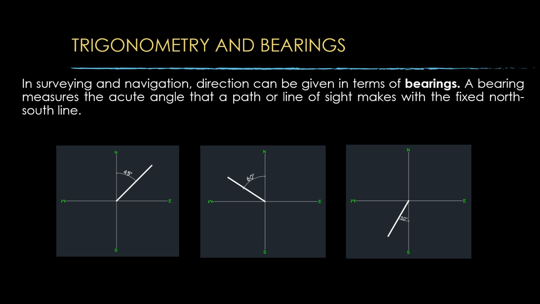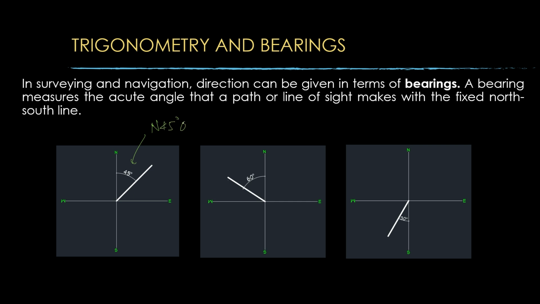The next topic for our applications is trigonometry and your bearings. So this is quite useful in engineering and surveying and navigation. The use of bearings. Okay, so a bearing is the measure of the acute angle that a path or line of sight makes with the fixed north or south line. So for example, if you have this direction, so we have north, south, east, and west. So your reading for this angle is 45 degrees. Okay, this is 45 degrees northwest, and you write that one as N 45 degrees.